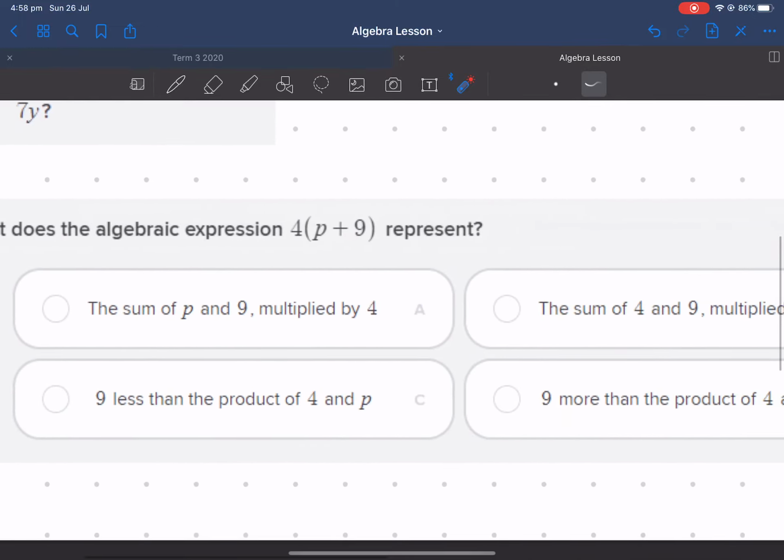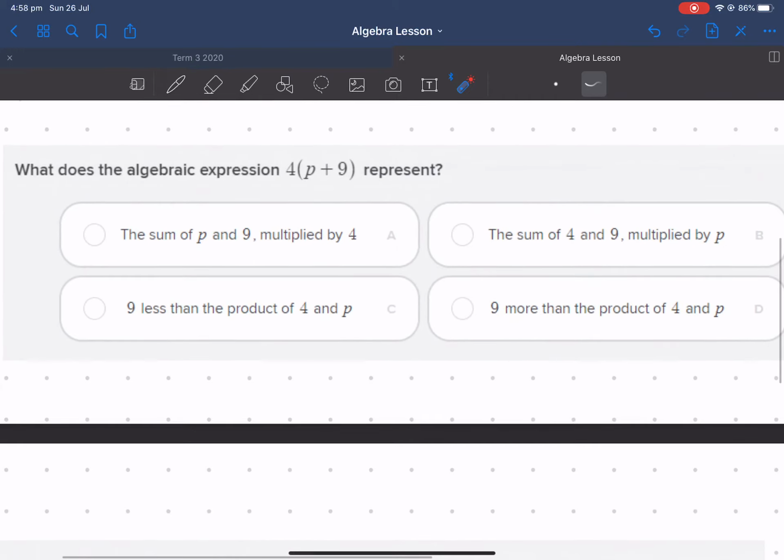Okay, now this one's a little bit tricky because we have a number at the front of some brackets. And we need to choose the expression that makes sense here. So from BODMAS, the only thing I need you to think about here is that B, brackets, is always what happens first. So when we write out this sentence worded as one of these 4 options, the first thing we did is we added P and 9, and then we timesed that answer, that sum, by 4.